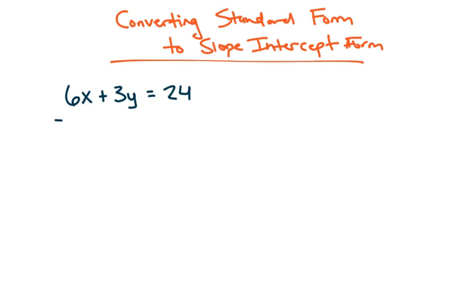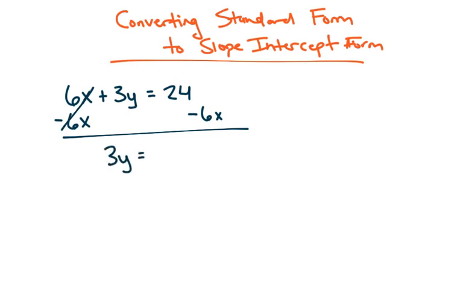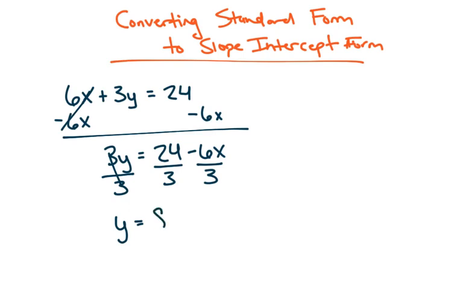Starting off, I'm going to subtract 6x from both sides of my equation. 6x minus 6x is 0. I'm left with 3y equals 24 minus 6x. Then from there, to continue isolating that y variable, I can divide by 3. In doing that, I have to divide every part of my equation by 3. So I'm left with y equals 24 divided by 3 is 8. Negative 6 divided by 3 is negative 2x.